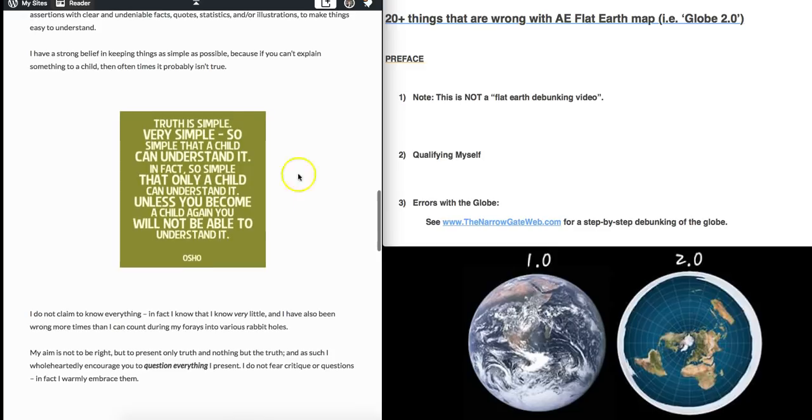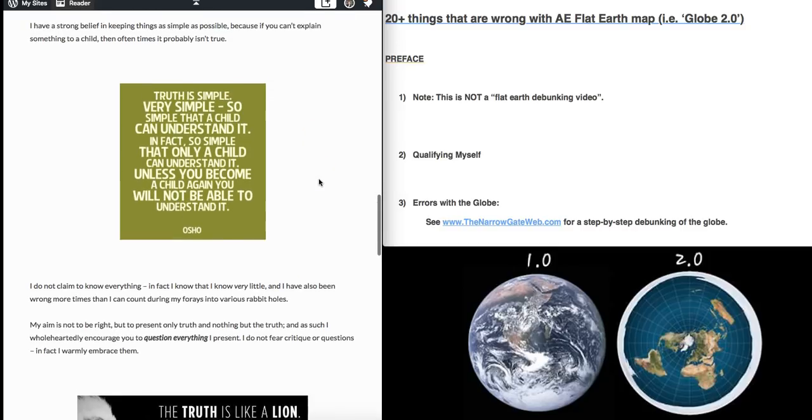My approach is very simple. Truth is simple, very simple, so simple that a child can understand it. In fact, so simple that only a child can understand it. Unless you become a child again, you will not be able to understand it. I ask a lot of very simple, stupid questions and just look for simple answers, and I try to present things as coherently and clearly as I can.